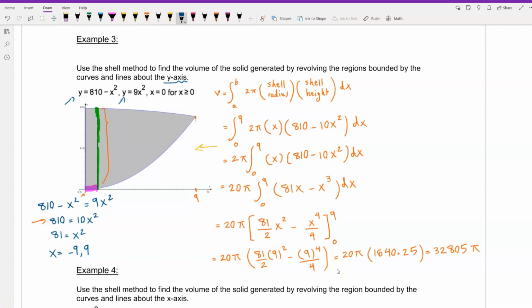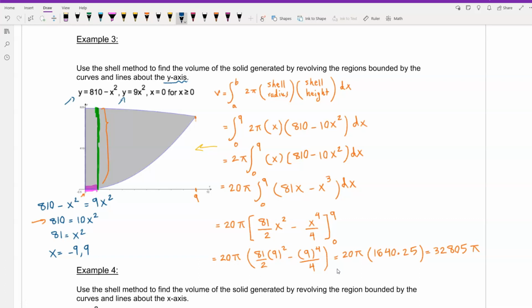So I used 9 here instead of x. I didn't write 0 because 0 squared times 81 divided by 2, that part is 0, and then 0 to the 4th power divided by 4, that is 0, and 0 times 20 pi is 0. So what I have here is 20 pi times 81 divided by 2 multiplied by 9 squared minus 9 to the 4th power divided by 4.